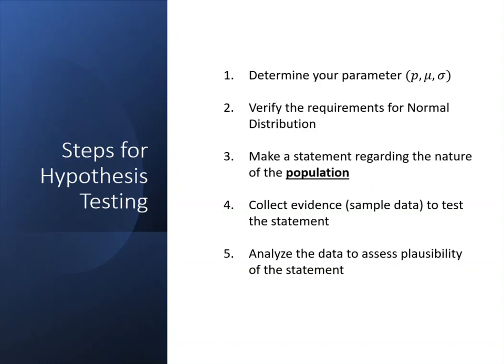Once you've determined that parameter, you would go in and verify those requirements of a normal distribution, like you saw back in Chapter 8, where we were determining normal sampling distributions. The third step is to make a claim regarding the population. So making a statement regarding the nature of the population becomes writing out your null and alternative claims. After that, you go out and sample the data. And then the fifth step in this process is to analyze the data. Or in other words, you're trying to figure out, is it plausible that you're even going to get that result?